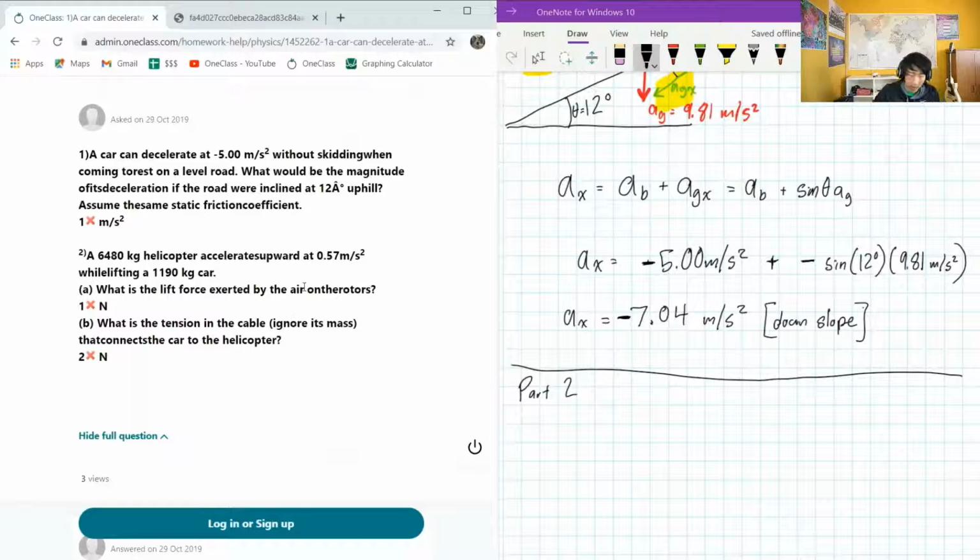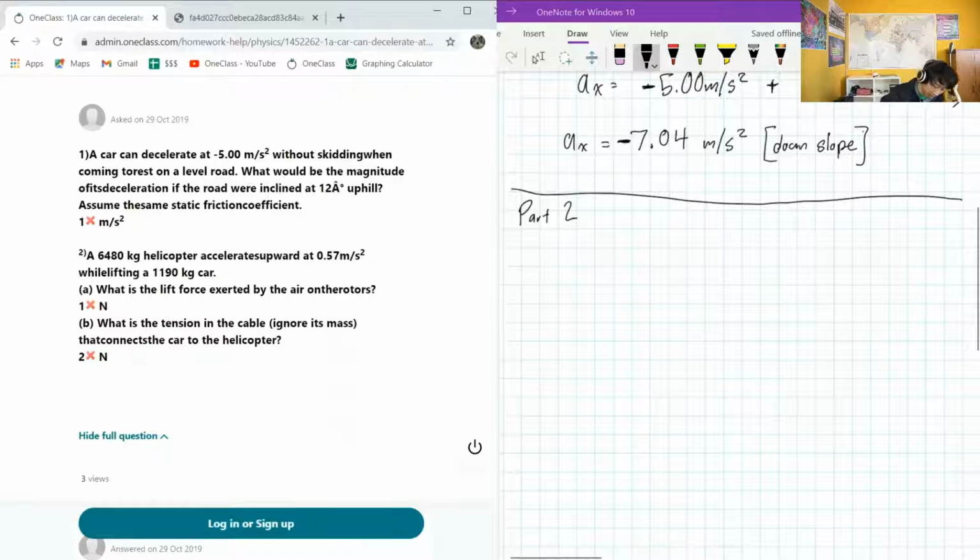Okay, so let's actually draw a diagram of what's going on here. I'm not very good at drawing helicopters and stuff, so I'll just write heli up here. And what was the mass of the helicopter? So that's 6,480 kilograms.